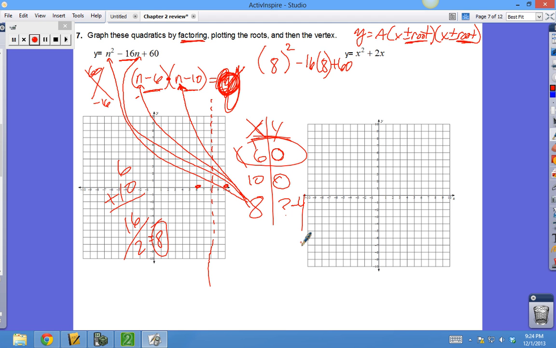Okay, and I think that's right. So -4. That means I'm going to go over 8 and a -4, and that is my vertex right there. Connect your dots, and there you go. You're done.